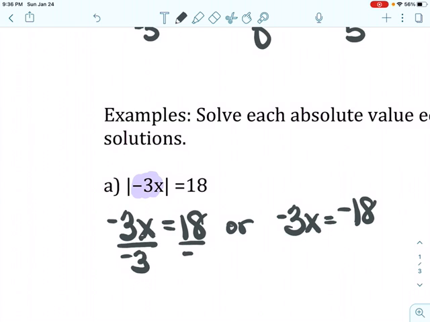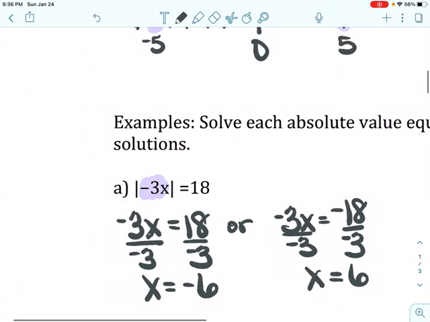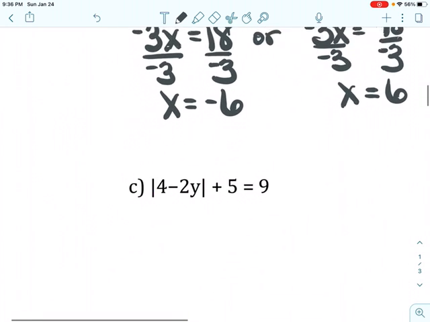So now that we're going to divide by negative 3, that value for x is negative 6, or he's 6, because when I put 6 back in for x, I'm going to get 18. All right, and the absolute value of 18 is 18. So it's about how far are you from 0.